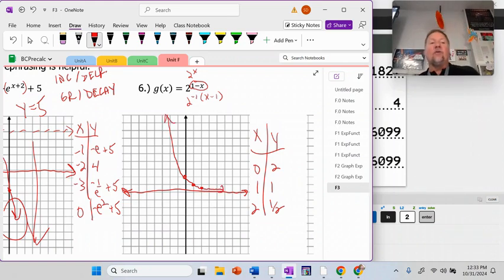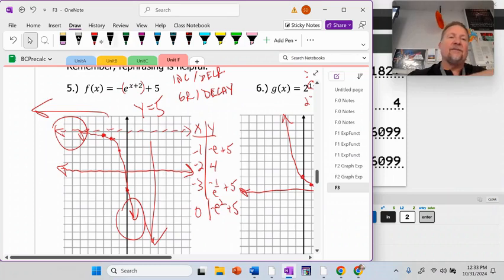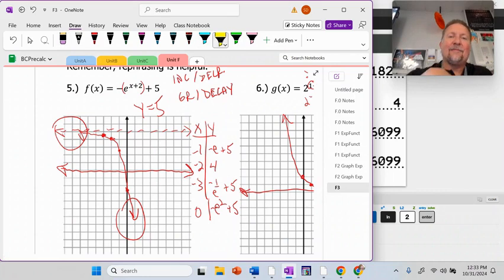It's decreasing. What did I just tell you? What did I tell you to tell me over here? Remember this over here? All right. Is this graph increasing or decreasing? Which one is it? It's decreasing.